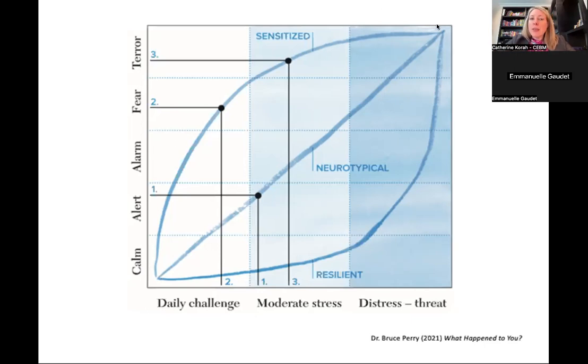Now we're going to look at the curve here on the left. And so the sensitized person is that neurodiverse individual. It could be, and also trauma plays into that. So we can see that even under daily challenges, we're not even yet in moderate stress, how quickly the state moves from calmness to alertness to alarm, and even to a state of fear.